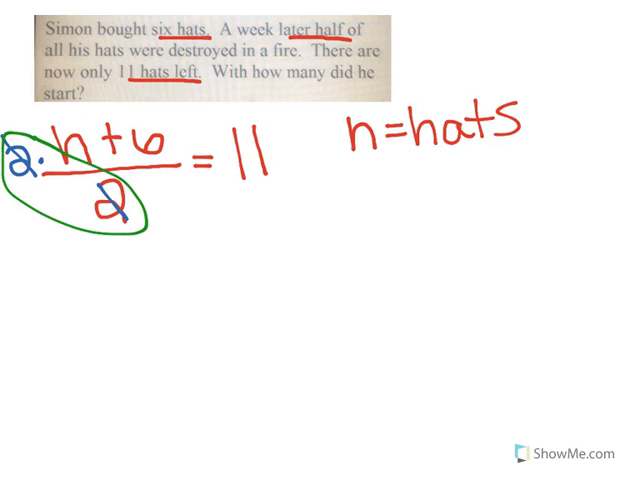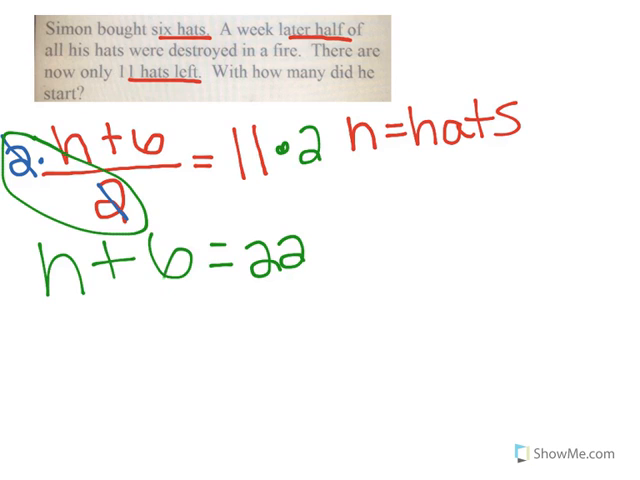And whatever you do to one side, you need to do to the other. So I am going to multiply 11 by 2 as well. I know I get 22. Bring the rest of it down, h plus 6. Now what this is really saying is some number of hats plus 6 more equals 22.